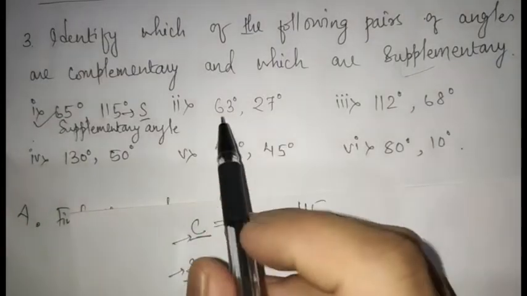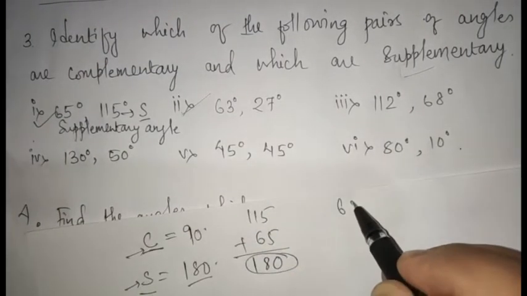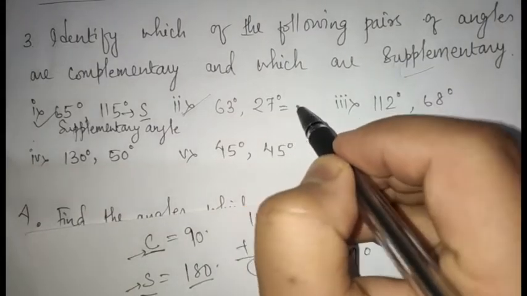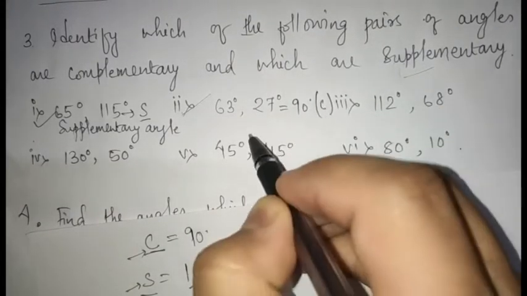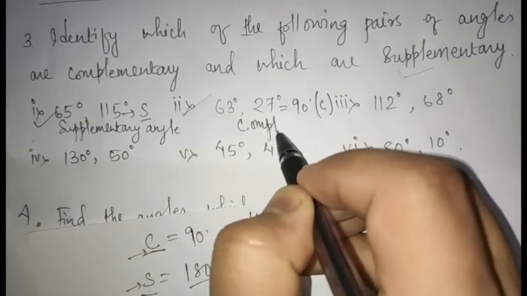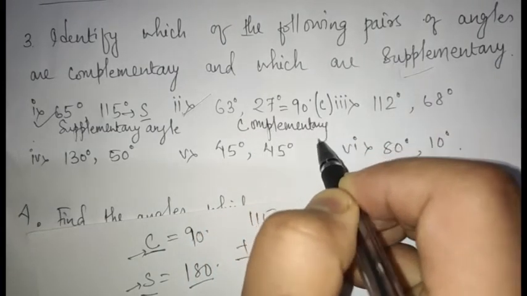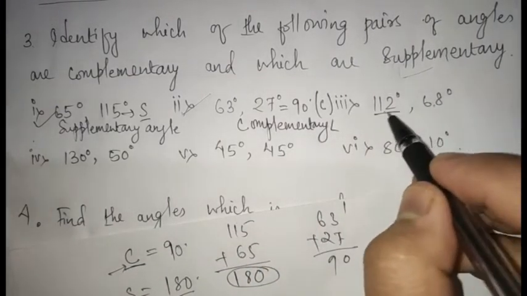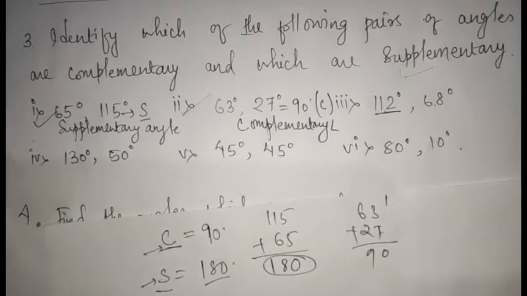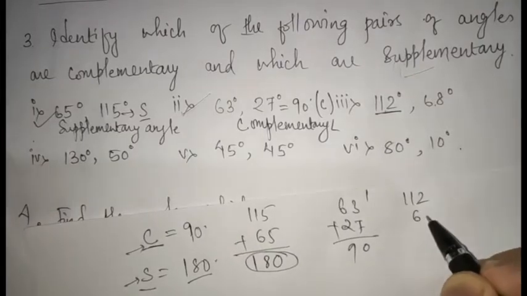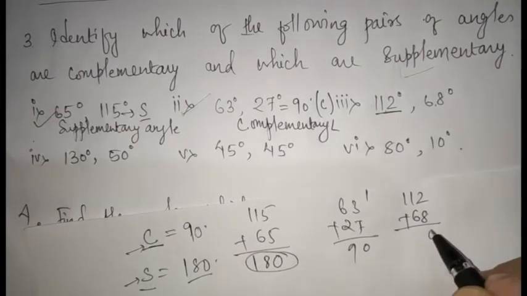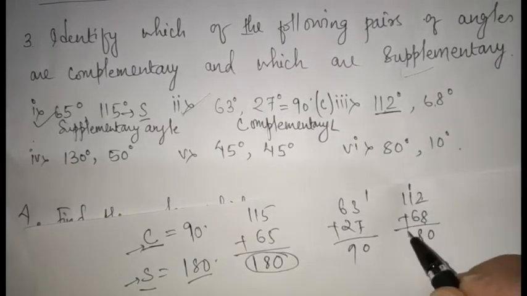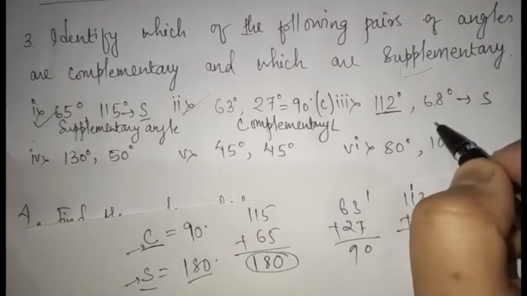Alright, when you add this, number 2, 63 plus 27 is 90 degrees. Yes, 90 degrees is a complementary angle. Similarly, 112 is bigger than 90, so you can directly imagine that it should be a supplementary angle. So 112 plus 68 is 180 degrees. So it is S, it is a supplementary angle.